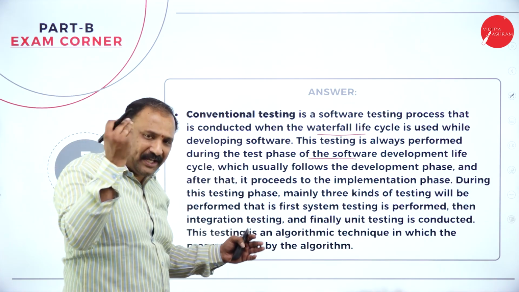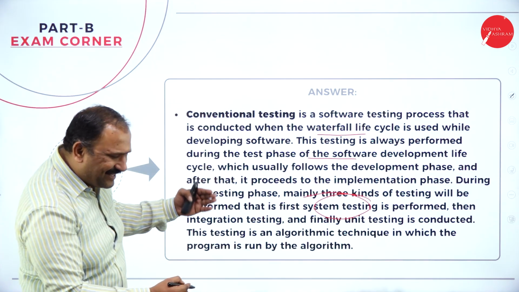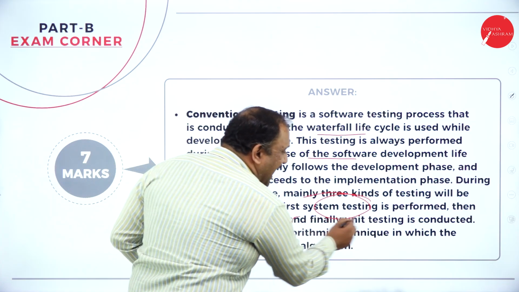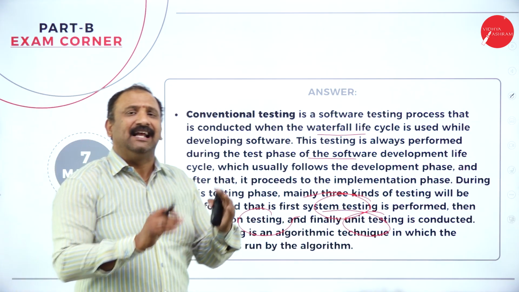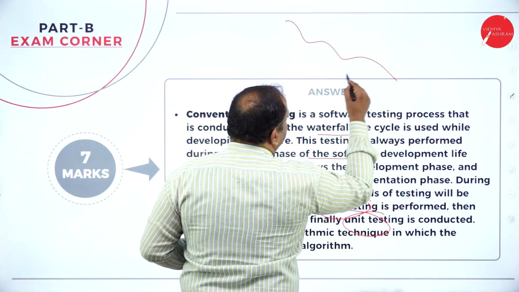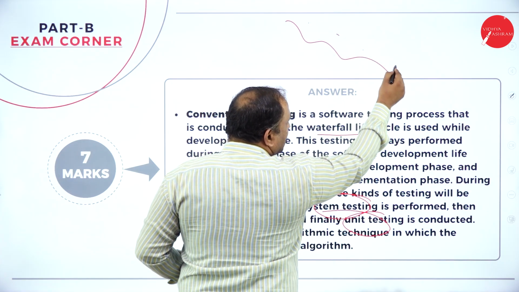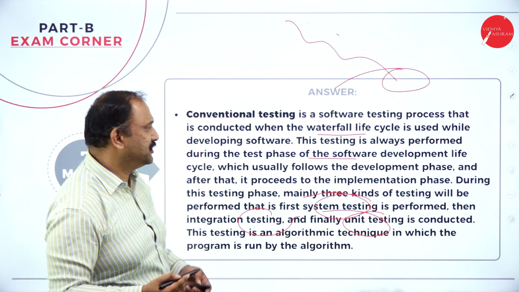Then we will do 3 kinds of testing. First, the system testing is going to be performed. Then the integration testing, we will do it. And finally, the unit testing we will do with the algorithm check so that everything is in phase. So whenever you see a waterfall model like this, it goes step by step and finally it gets integrated to see whether it's as per the convention.